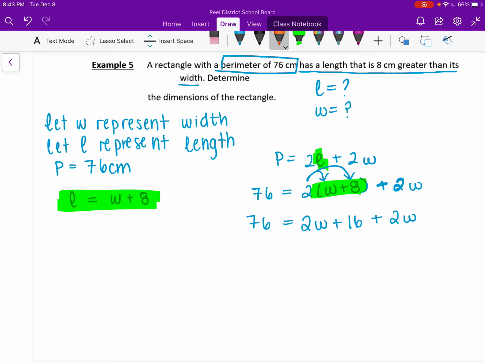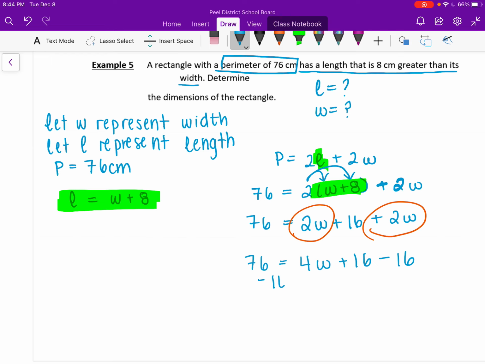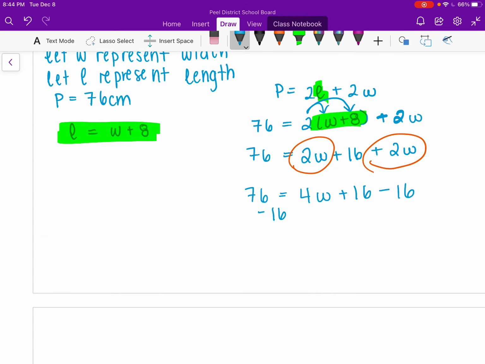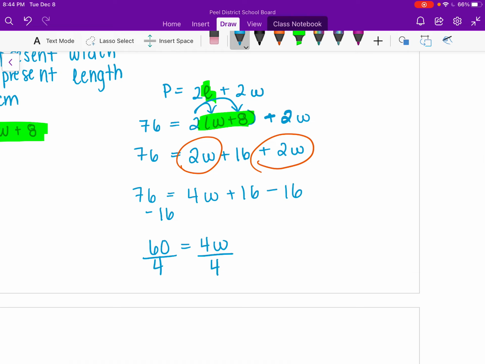I'm going to go in, collect my like terms, and this just becomes a solving equations problem, right? 76 is equal to 4W plus 16. Want to get that 4W by itself, so I'm going to subtract 16 on both sides, right? So I have 76 over here, and I'm going to minus 16 from it, which will give me 60. Then I am left with 4W. Want to get the W by myself, so I'll divide both sides by 4. 60 divided by 4 is equal to 15. So 15 equals W.